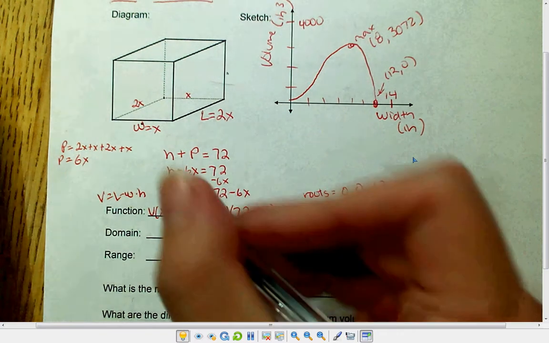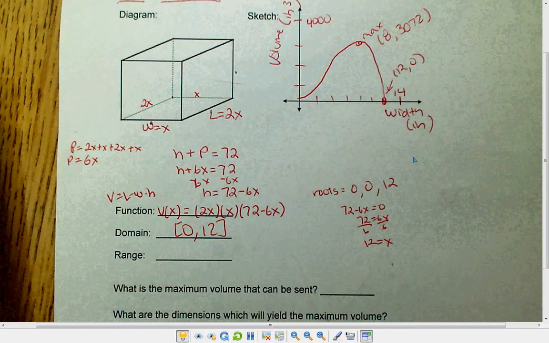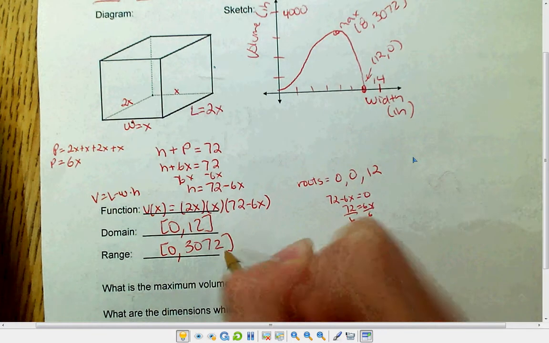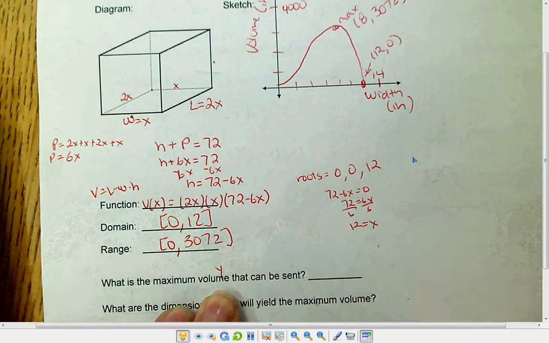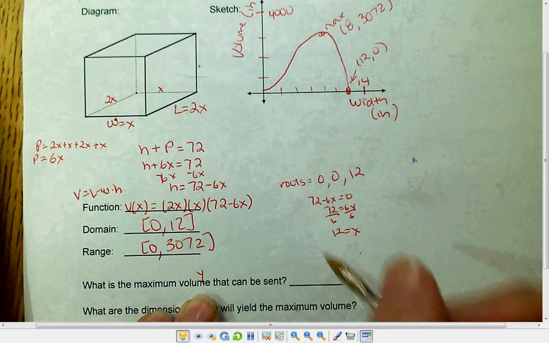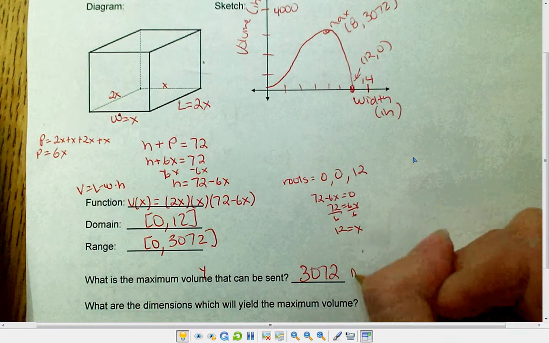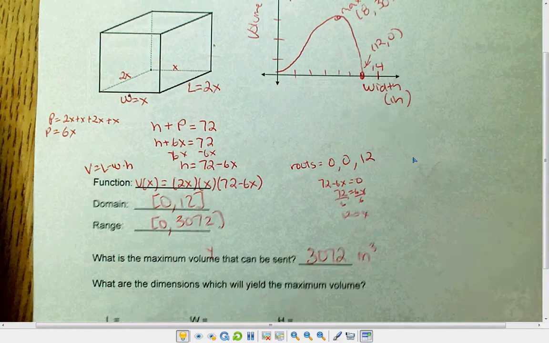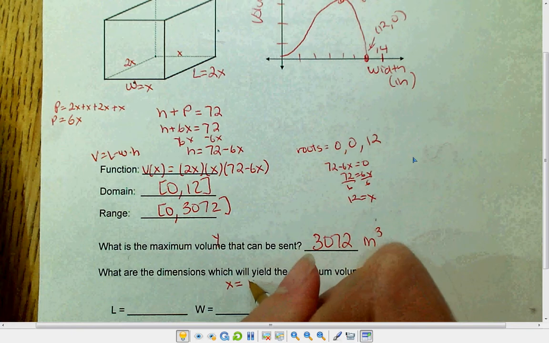So domain is our x's. We're going from 0 to 12, brackets. Our range is 0 to 3072, again, brackets. And my maximum volume is your y value for your max, which is 3072 inches cubed. And what dimensions will yield the maximum volume? So now we're looking at our x value for our max, which is 8.